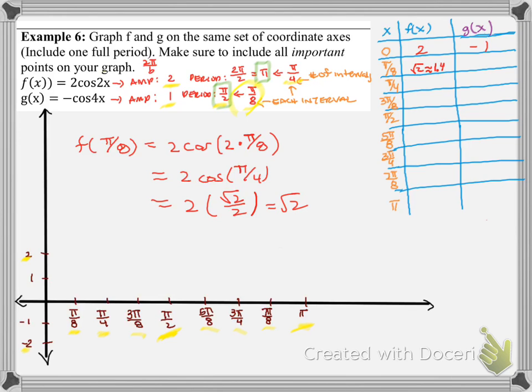Okay. All right. And then let's look at g of pi over 8. That's negative cosine of 4 times pi over 8. Simplify that. That's negative cosine of pi over 2. Cosine of pi over 2 is just 0, right? So that's just negative 1 times 0, which is just going to be 0. So g of pi over 8 is 0. All right, so pause the video and see if you can figure out the rest of these values, and then press play when you're done.